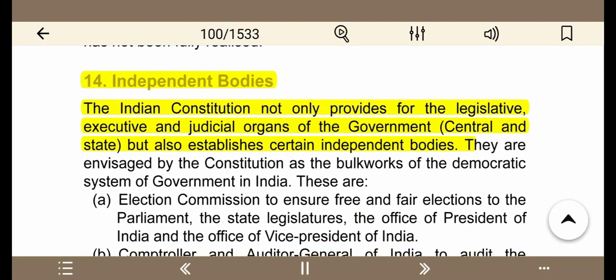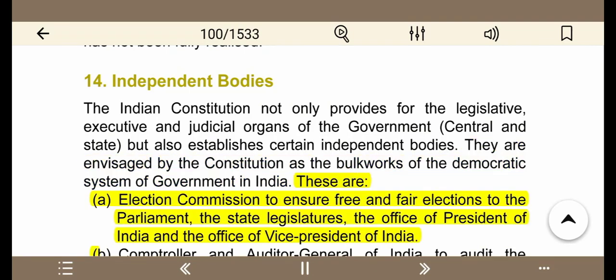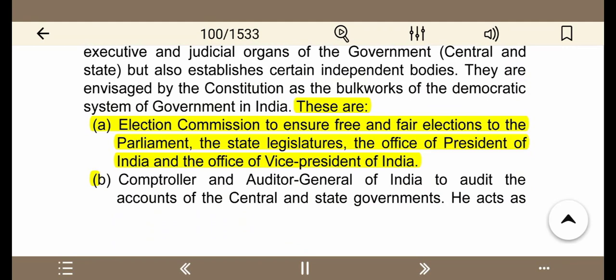The Indian constitution not only provides for the legislative, executive, and judicial organs of the government, central and state, but also establishes certain independent bodies. They are envisaged by the constitution as the bulwarks of the democratic system of government in India. These are: an Election Commission to ensure free and fair elections to the Parliament, the state legislatures, the office of President of India, and the office of Vice President of India.